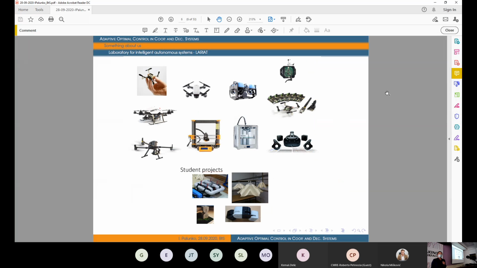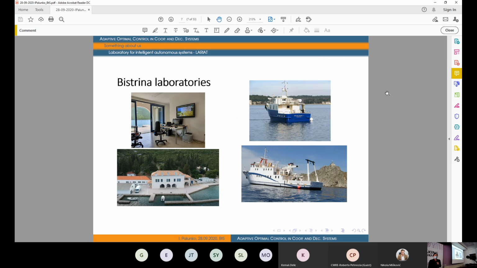So regarding the equipment, we are growing, so we are mostly UAV, so drone guys, but since we are at the University of Dubrovnik, it is natural for us to move to marine environment because our university researchers are mostly oriented to marine applications. And we have some student projects which are cool just to implement stuff on.